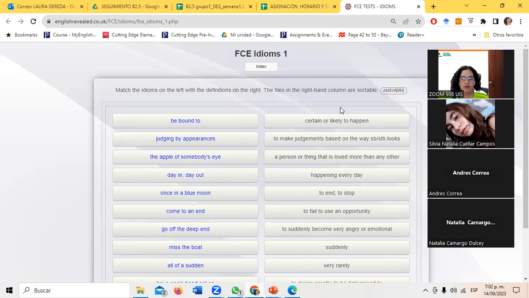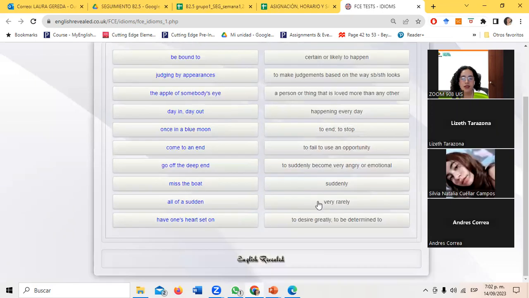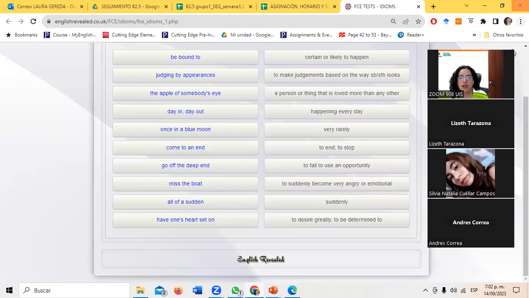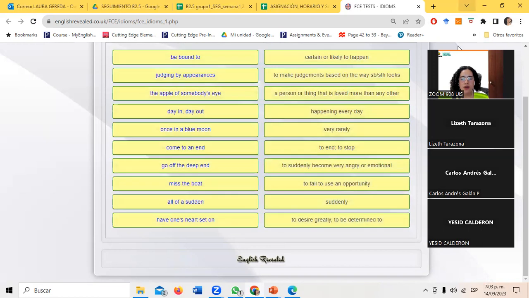Once in a blue moon: very rarely. Something that happens very rarely, once in a blue moon. To come to an end. Teacher, to end or to stop? To end or to stop. To go off the deep end. To suddenly, I'm sorry, teacher. To suddenly become very angry. To go off the deep end: to become very angry or emotional.